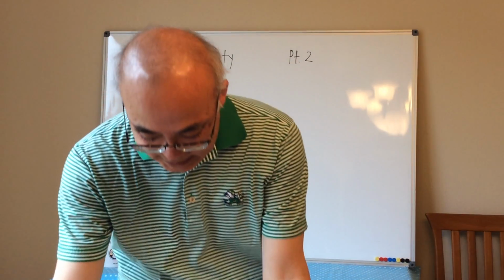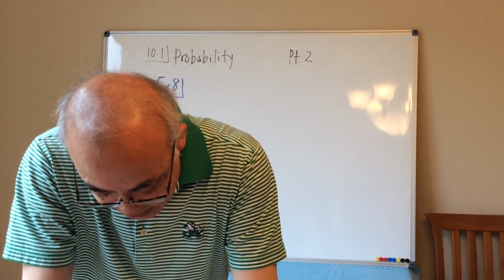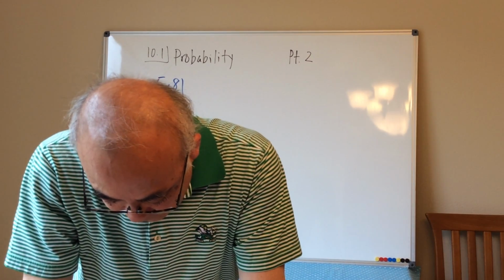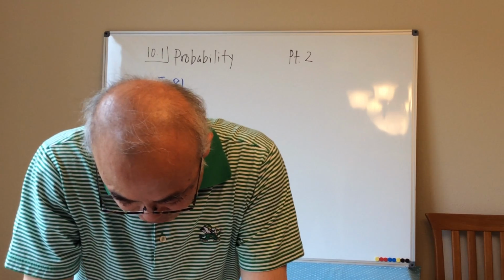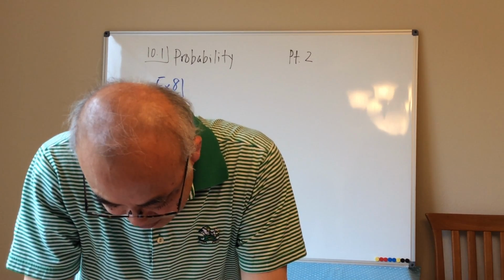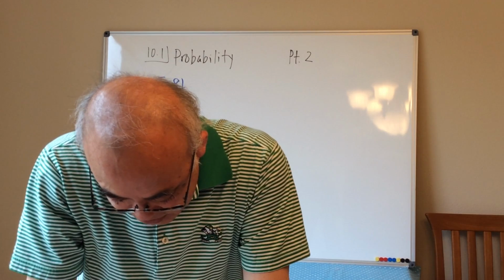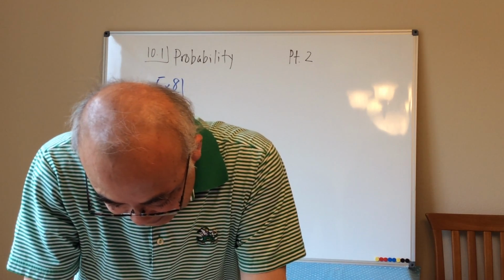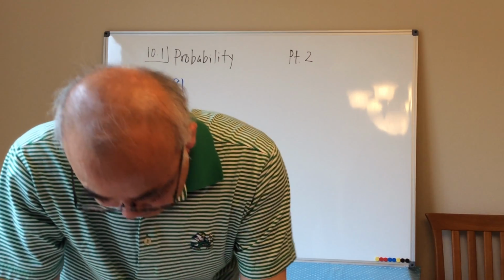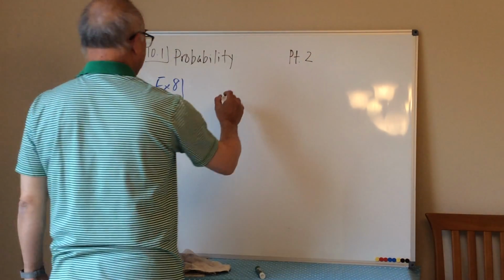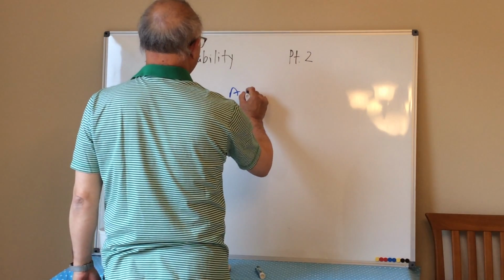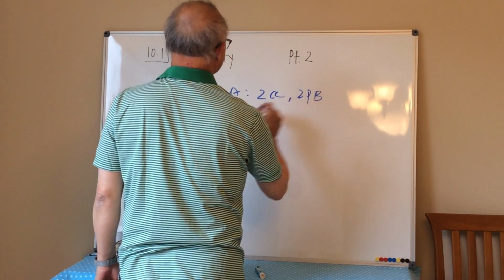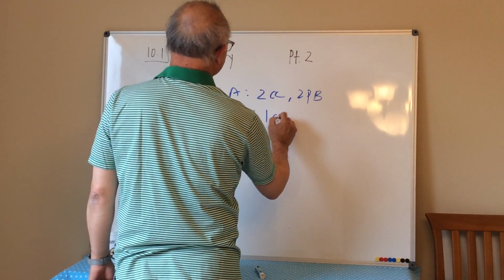Two identical cookie jars are on a counter. Jar A contains 2 chocolate chip and 2 peanut butter cookies. Jar B contains 1 chocolate chip cookie. We select a cookie at random. What is the probability that it is a chocolate chip cookie? So in jar A, we have 2 chocolate chips and 2 peanut butters, and in B we have 1 chocolate chip.